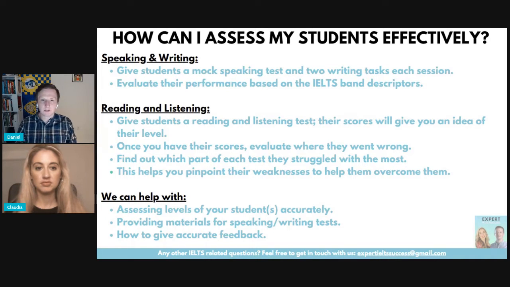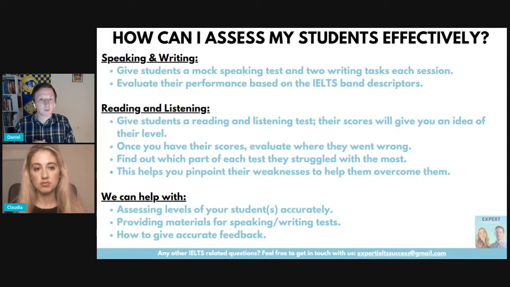When it comes to reading and listening, as we mentioned, the answers are pretty much right or wrong. There's a few slight nuances that we can go into in future sessions, but essentially that'll give you a good idea of their level. One thing to also consider is if they're general or academic, because it might be slightly different in how the scores are calculated.